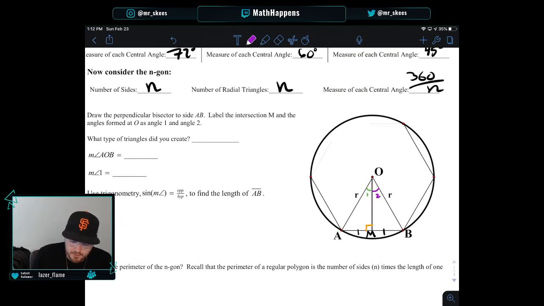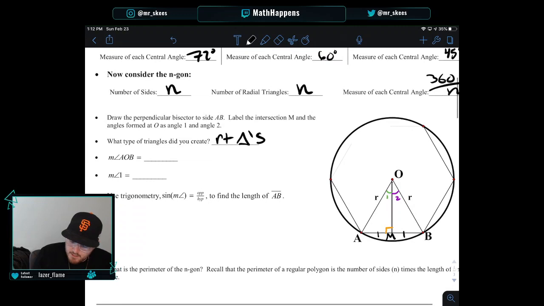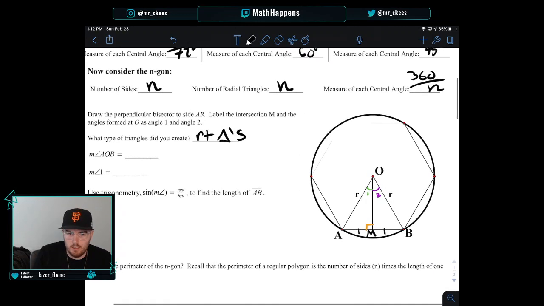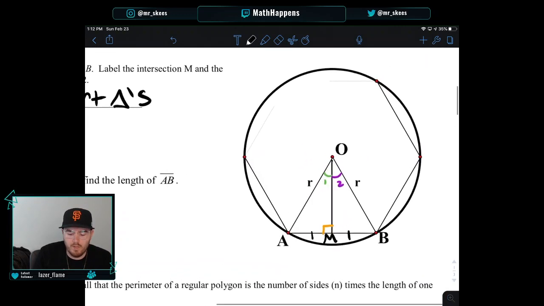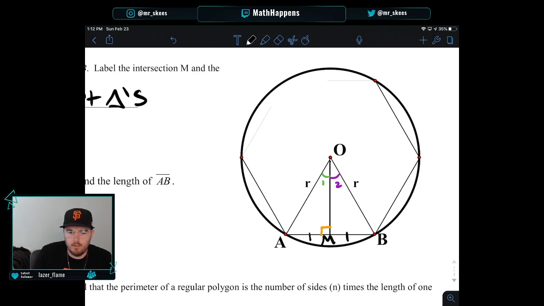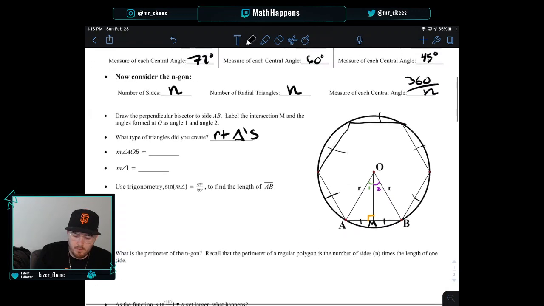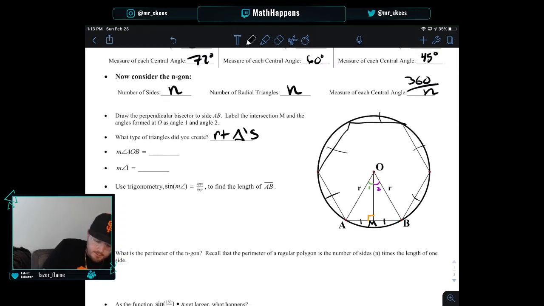What type of triangles did you create? We have some right triangles. That's pretty clear. And what's the measure of AOB? Well, at the moment, this is a hexagon, yeah? It's kind of faded, but it's got 1, 2, 3, 4, 5, 6 sides. So at the moment, AOB, 360 divided by 6 equals 60 degrees.